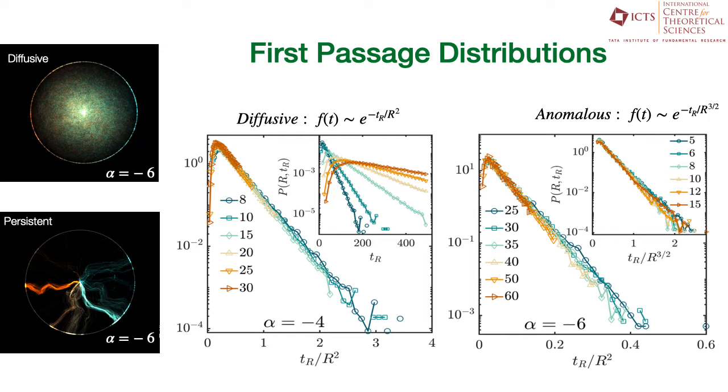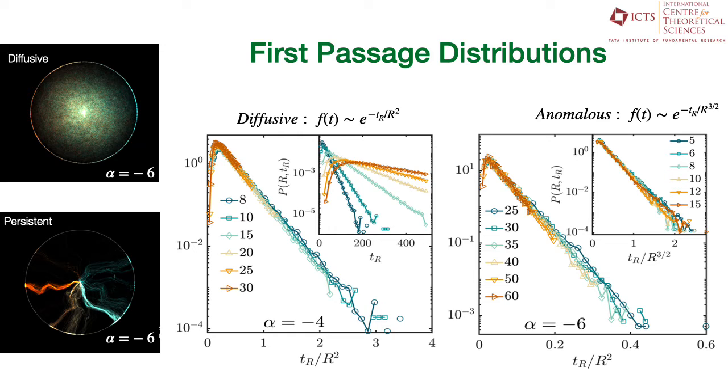But when plotted against a scaled time, t by r square, where r is the radius of the circle, all these distributions collapse to a single plot, showing that the behavior is rather diffusive when activity is low, such as alpha equal to minus 4.